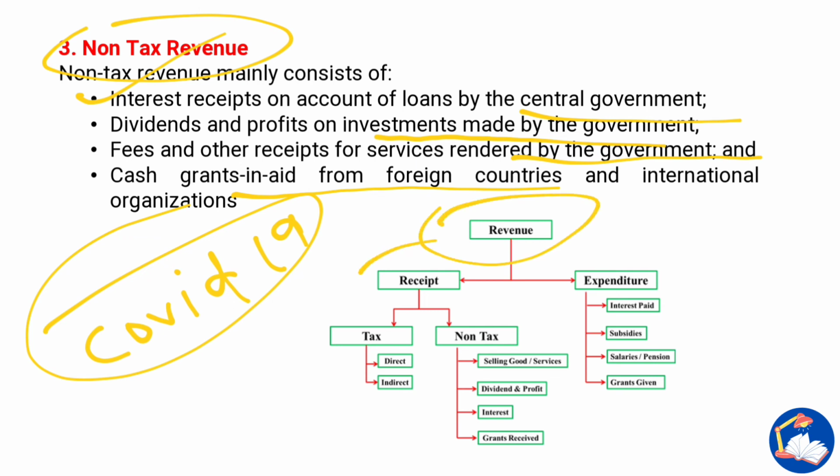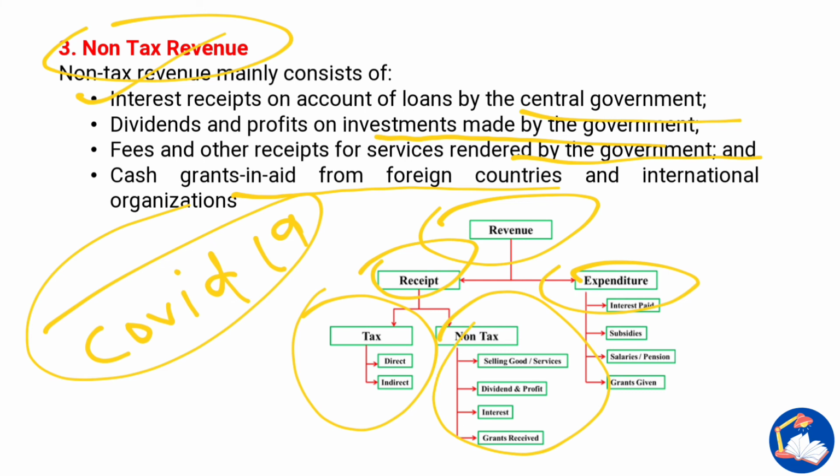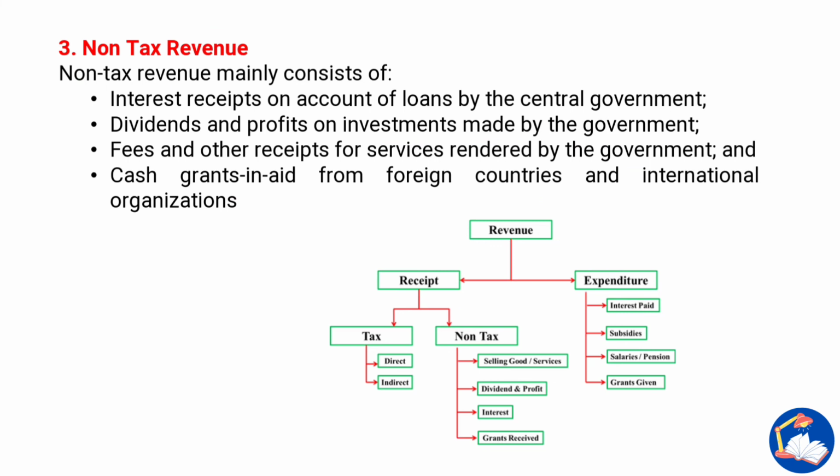So we will go again. In revenue we have receipts and expenditure. In the receipts we have tax, direct and indirect tax, and non-tax, so selling goods and services, dividend and profit, interest, grants received. In expenditure we have the interest paid, subsidies, salaries and pension, and grants given.